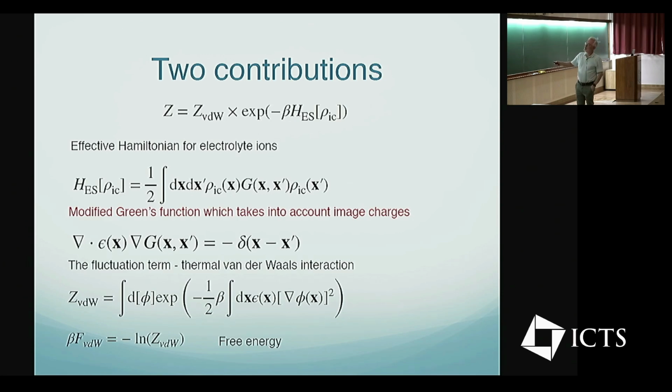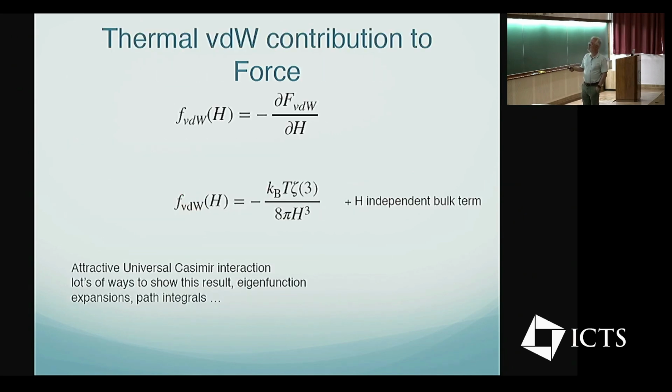And the way in which the dielectric comes in is that it's generated image charges in the dielectric, which gives you the dielectric discontinuity, okay? So this fluctuation term is just hanging here. You can generate a van der Waals free energy. And if you compute this, the van der Waals force is just minus dF by dH. You find this term, okay? So that's where it comes from. And you see it has this minus sign.